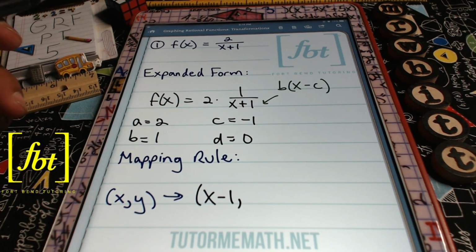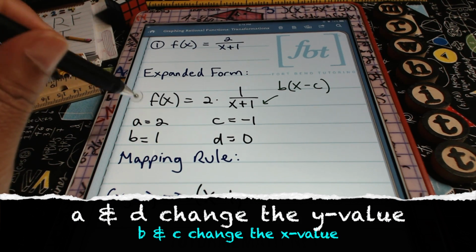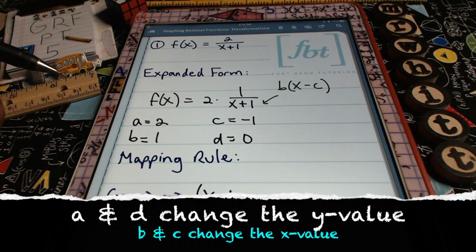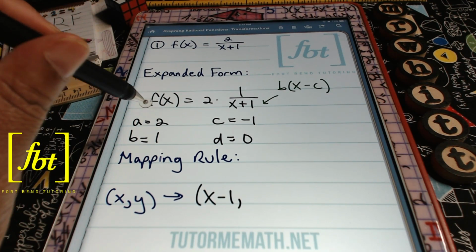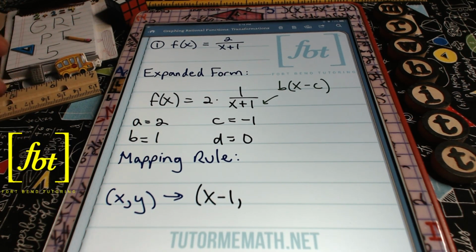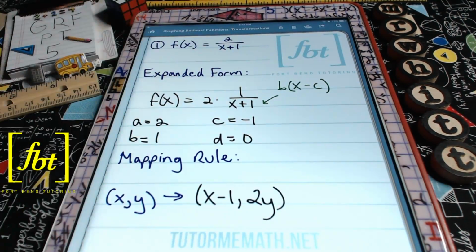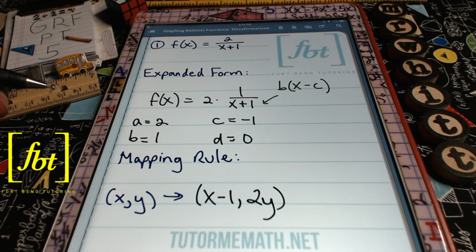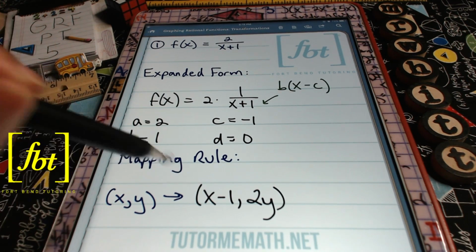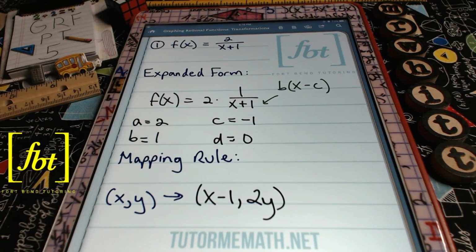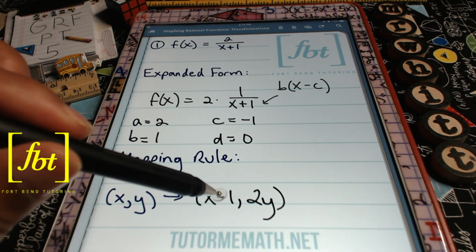As far as our y value is concerned, the a value is going to inform us what to do with the y value. We'll need to multiply each and every one of those y values by 2 based on that a value. That's a vertical stretch, and it's going to stretch out our graph and multiply each y value in our ordered pairs by 2. So we'll rewrite this as 2y in our mapping rule. Basically, for every x, subtract 1 from x, and for every y, multiply that value of y by 2, and that'll transform your parent function into the current function that you're dealing with.